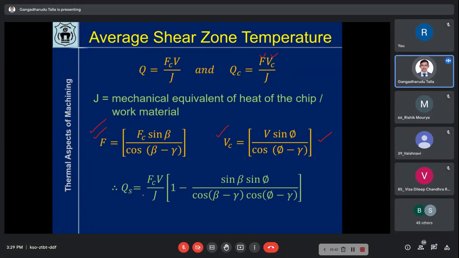So from where are we writing this Qs? Qs is equal to Q minus Qc. So this is Q. Now Qc is equal to this one, F into Vc by J. So instead of F, you are writing Fc here. Vc also you have substituted with V sine phi by cos phi minus gamma. So this is the equation for Qs.